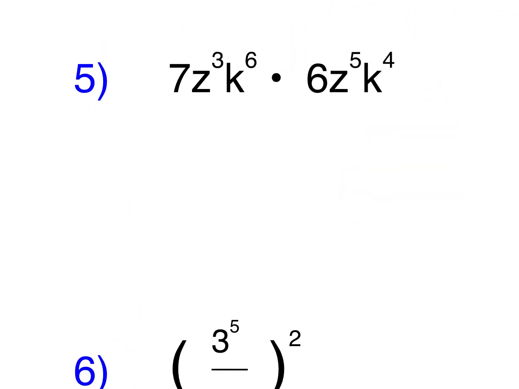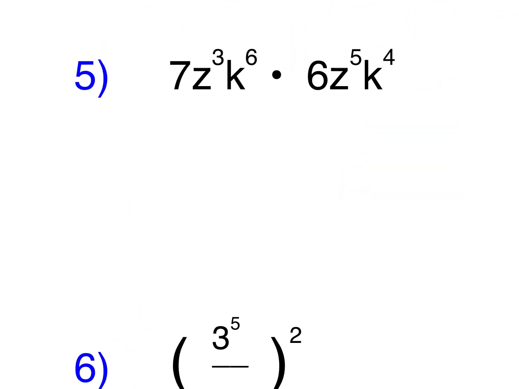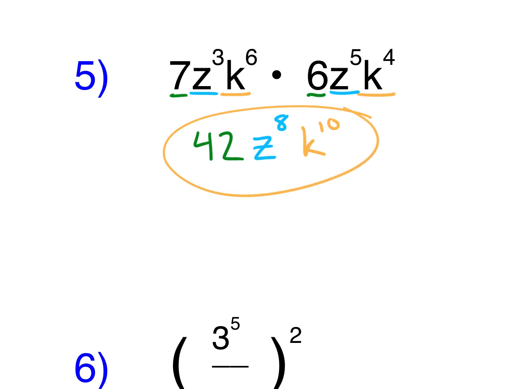All right, number 5. What should we do first? Awesome. What's 7 times 6? 42. And then let's combine the z's. What do we do to combine the z's together? Add the exponent. So it'd be z to the 8th power. And then do the same thing with the k's. So we have k to the 10th power. Perfect.